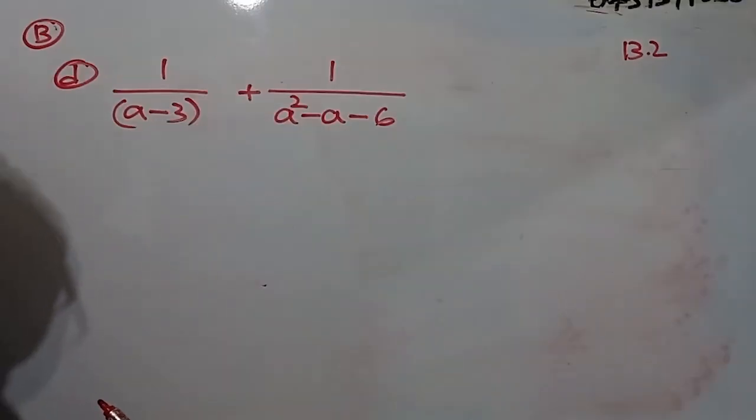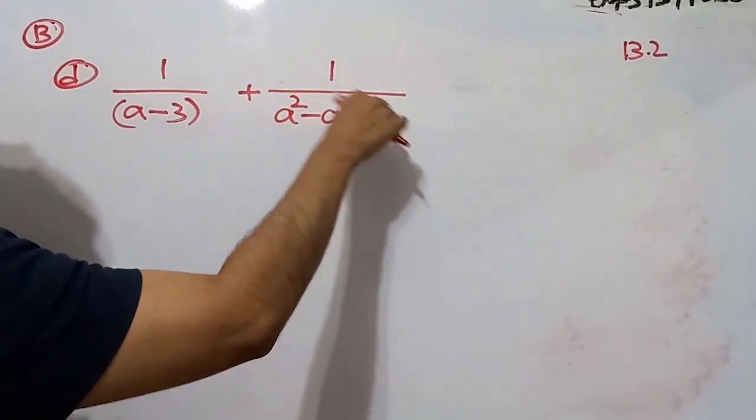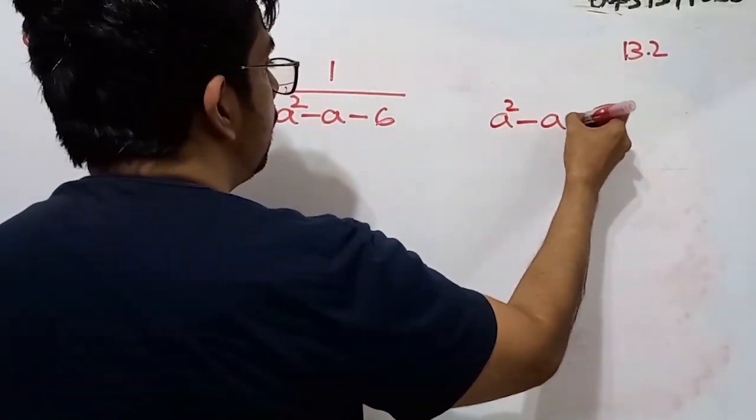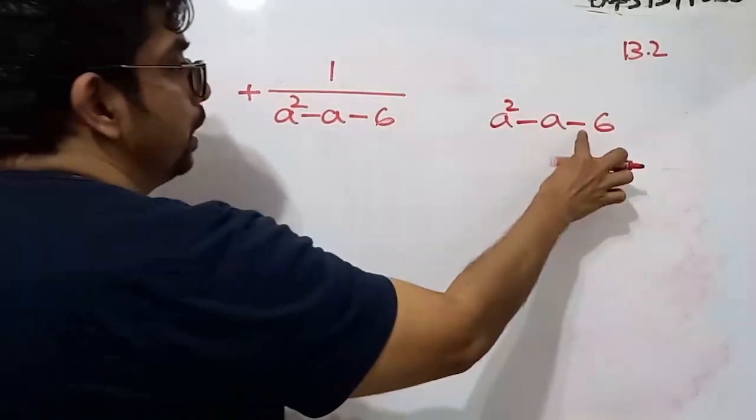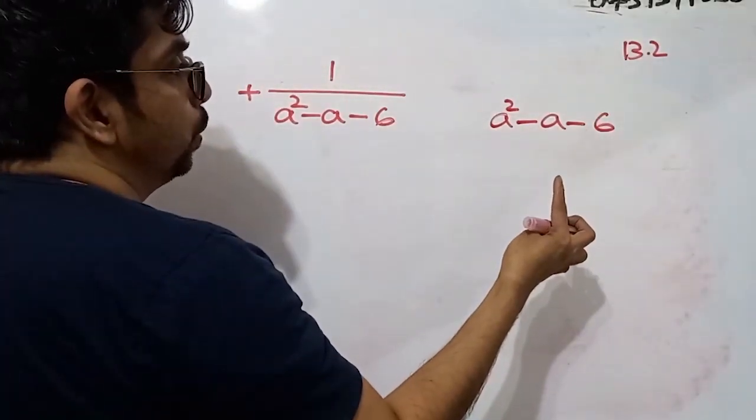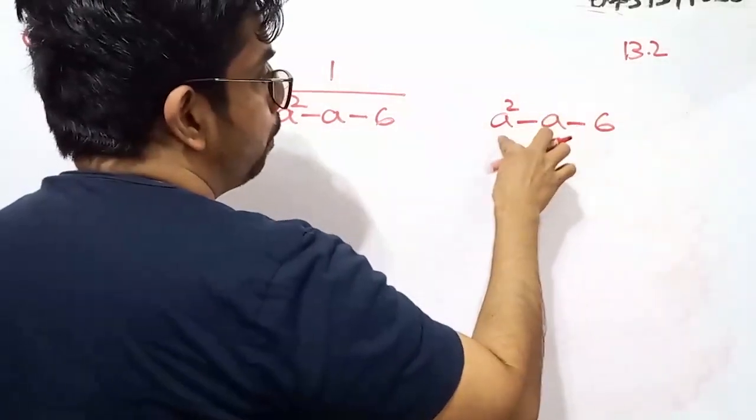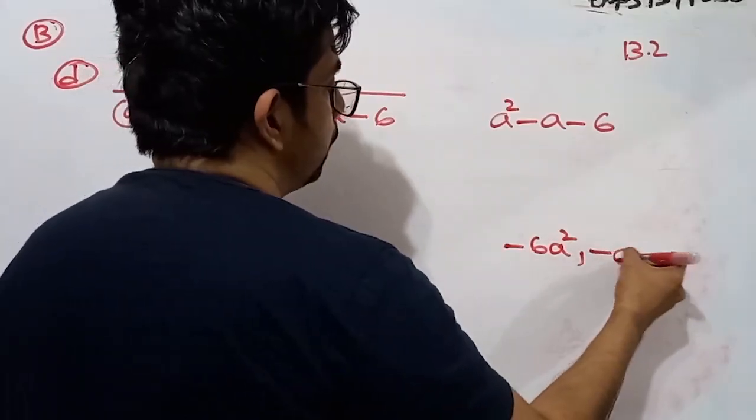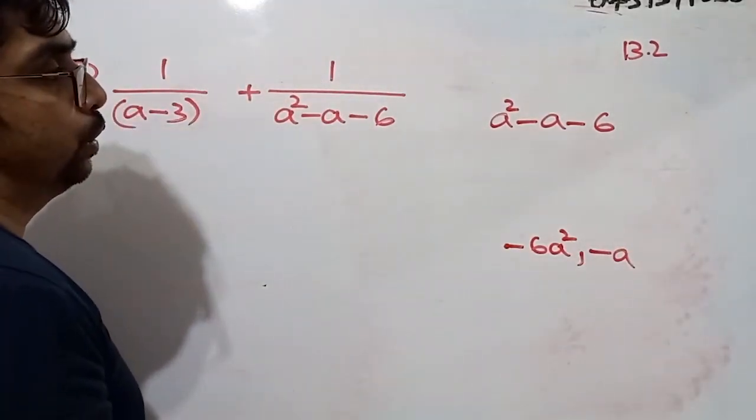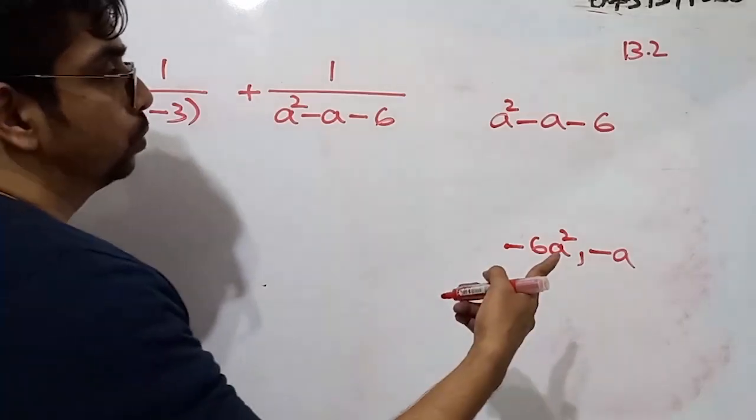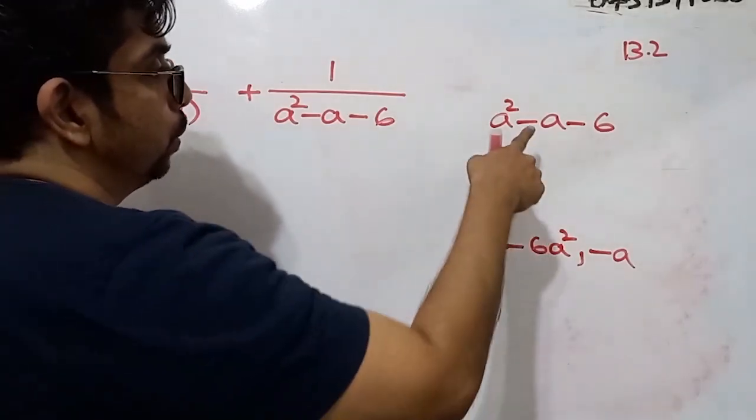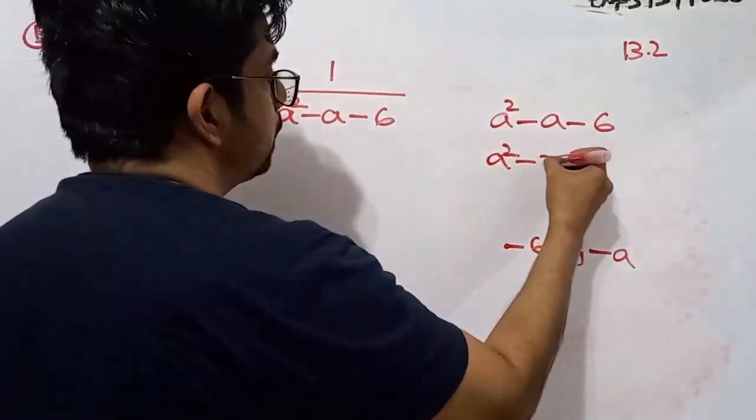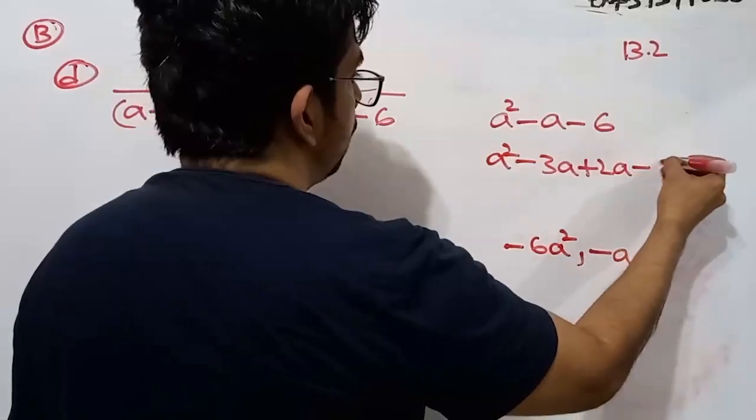Okay. So here what do we have to do? First of all, we will try to factorize this expression. So we have a squared minus a minus 6. When we multiply these two terms together, what do we get? Negative 6a squared. What is the middle term? Negative a. So that means 3 into 2. The larger factor should be negative. So a squared minus 3a plus 2a minus 6.